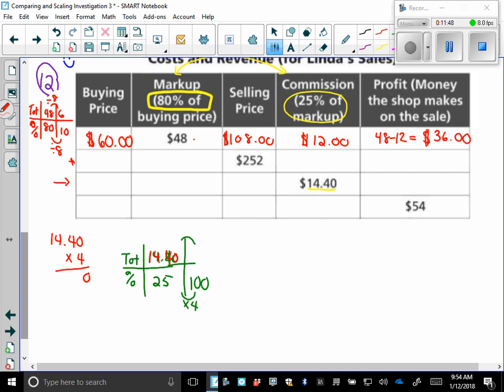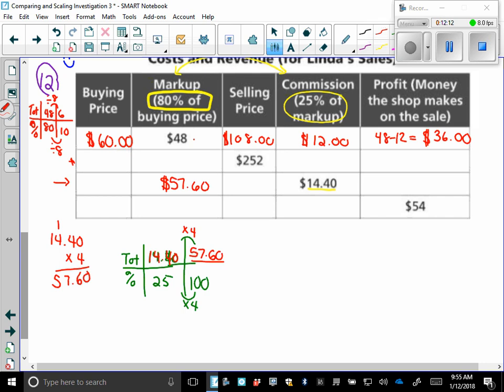What'd you get, Anna? I got $57.60. Right. And Ainsley, were you going to do anything different? Not really. So you basically just multiply by 4, right? And once you have that $57.60, now you know that's 80%, right?